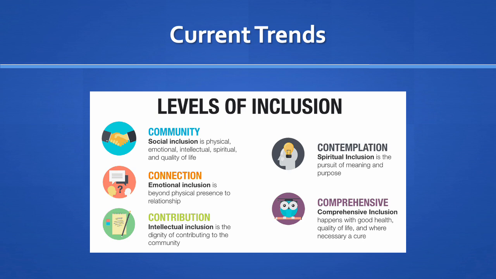The next is contemplation or spiritual inclusion. And spiritual inclusion is not about religion necessarily. Of course, it could be, because obviously we want to have freedom to express our spirituality in any way that we choose to. But what we're really getting at here is the ability to pursue meaning and purpose in our lives. And what is meaningful and purposeful to me is not necessarily going to be meaningful and purposeful to you. So our goal is to make sure that we give everybody the opportunity to pursue what's meaningful for them.